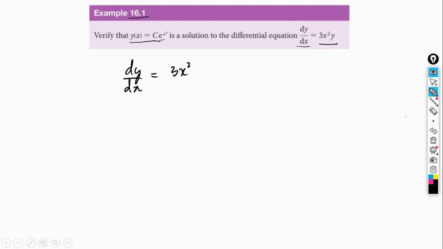So we would get 3x squared times c times e to the power of x cubed. And notice that this is the same as saying 3x squared times y. Therefore, it is a solution to the differential equation.